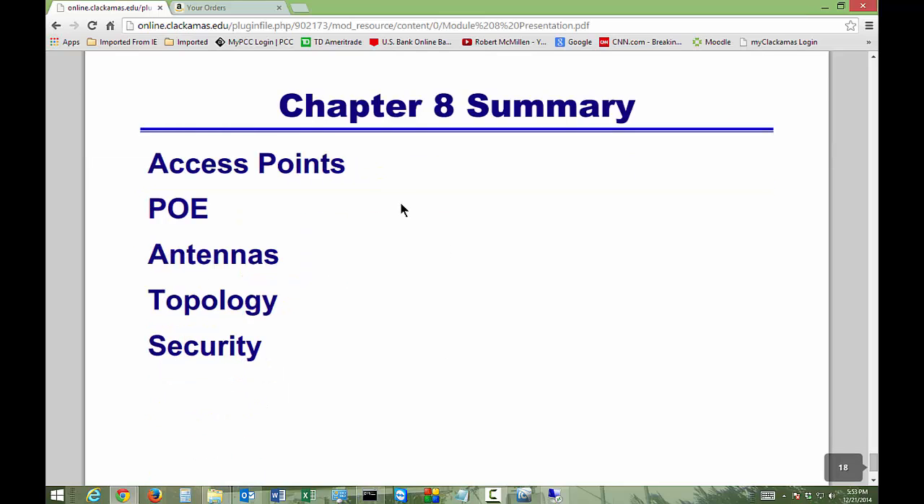So in conclusion, we talked about access points, power over Ethernet, antennas, topology, and security. So stay tuned for our final module, Module 9.